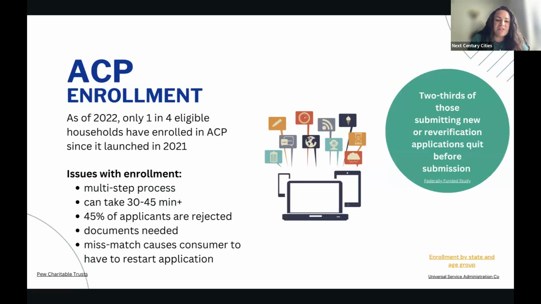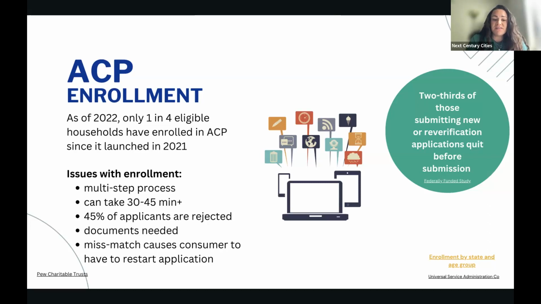So one of the main conversations we talk about ACP and its impact is getting people enrolled in the program. So as of 2022, only 1 in 4 eligible households have enrolled in ACP since it launched in 2021. So when we look at why this is, why it's not 100% of eligible households enrolling, there are a couple of conversations that continue to come up. One being that this is a multi-step process. So this is not somebody that can just go complete an application. You have to submit documentation, and there are multiple steps to the process that include being approved along the way. So making it a multi-step process can definitely get in the way of families and individuals who are on a time crunch or just have limited access to the internet in general trying to enroll.